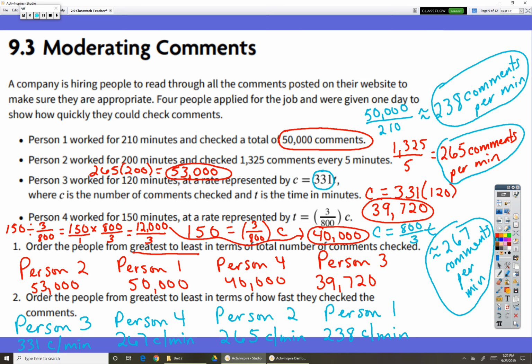But here's what else we don't know. Maybe these people had all day and some of them wasted a lot of time. So maybe some of them quit work early, but they could have worked longer and checked more comments. Who knows? But at any rate, the person you hire might depend on, do you want the person who checked the most comments or do you want the person who worked the fastest?